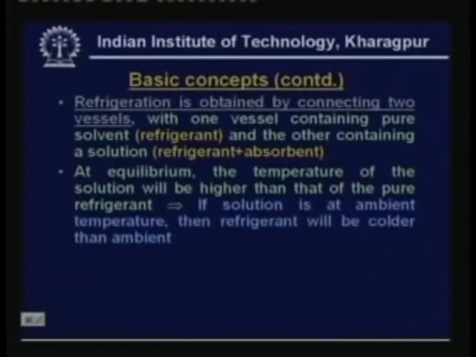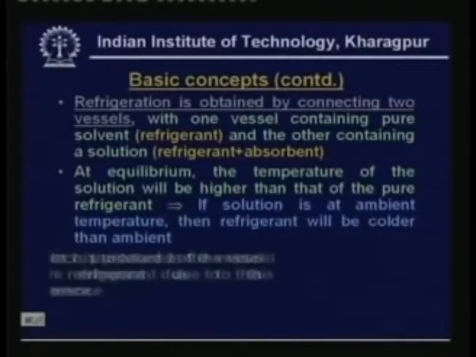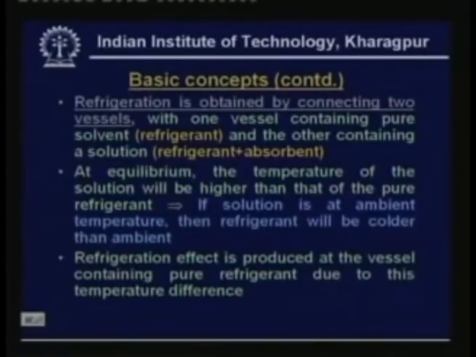And if the solution is at ambient temperature, obviously the solvent, that means the refrigerant, will be at a temperature lower than the ambient. That means there is a temperature difference between the ambient and the solvent. This is the temperature difference using which you can produce a refrigeration effect. So, this is the basic principle. Now, let me explain this with this schematic.